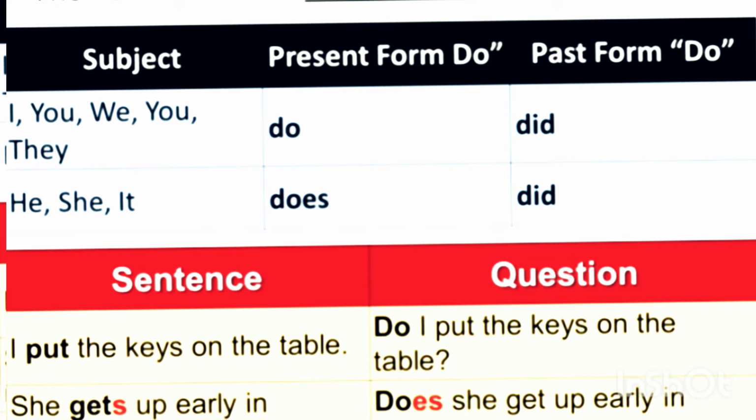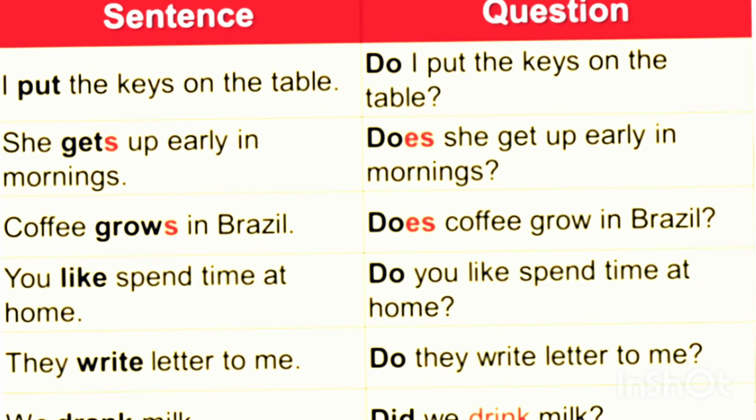Now let's see some sentences along with a question. Especially do and does, we use it when we are making a question. Now sentence number 1 is I put the keys on the table. So the question will be like this: do I put the keys on the table? Second one, she gets up early in the mornings. Does she get up early in the mornings? Coffee grows in Brazil. Does coffee grow in Brazil?